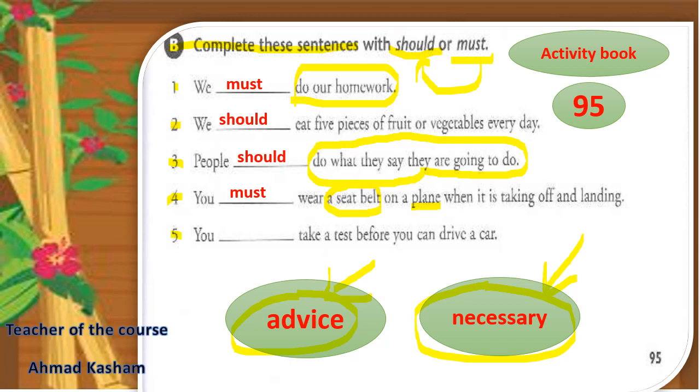Number 5. You take a test before you can drive a car. To drive a car, you will have first what? A driving license. So the driving license, you must take a test. It's necessary to take a test. You will never be given a driving license without having this test.